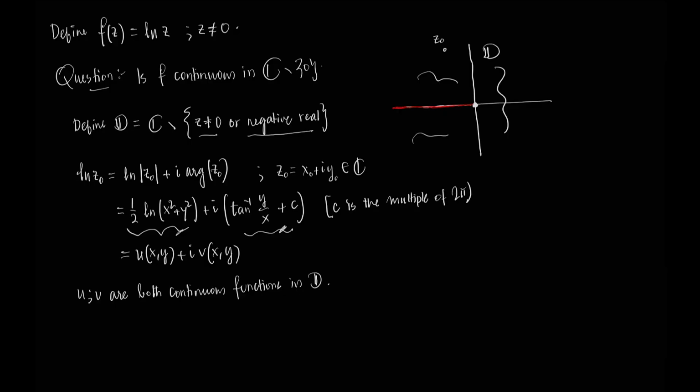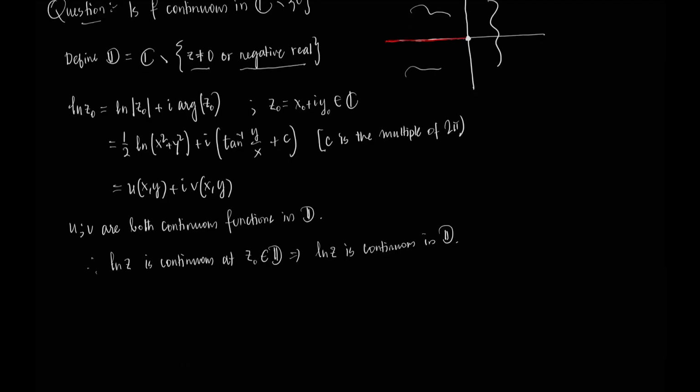So this is continuous, this is continuous, both of them are continuous, and hence log of z is continuous at z naught, which is in D. Since z naught is arbitrary, log z is continuous in D. So essentially it is a continuous function everywhere in D.